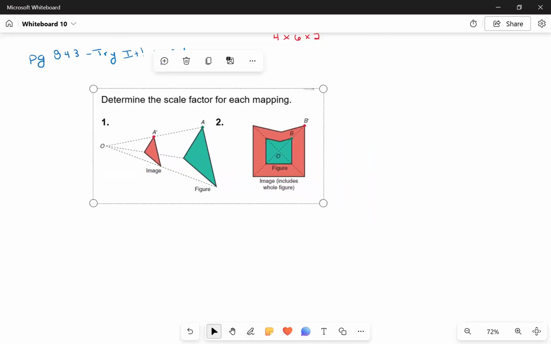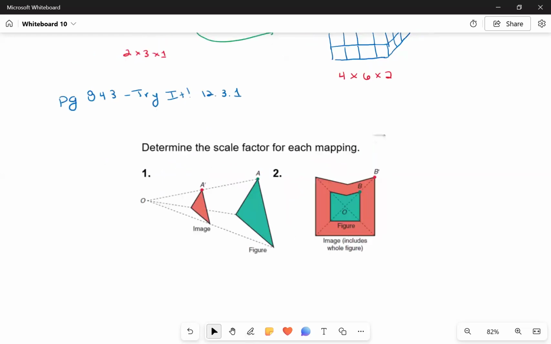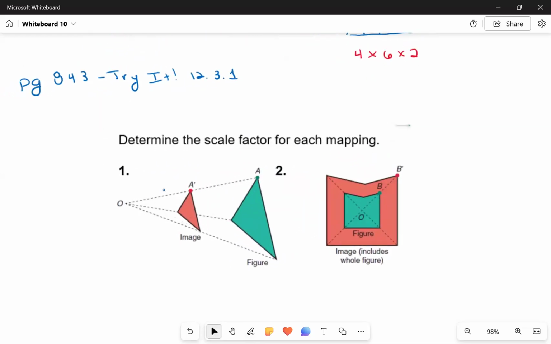So they're giving us some pictures to look at and they're saying, determine what the scale factor is. Now this is approximate. We're not going to be perfect here because we're just saying approximately what it's going to look like. If I really wanted to, I could get a ruler and measure it in the book, but we're going to approximate it for right now.